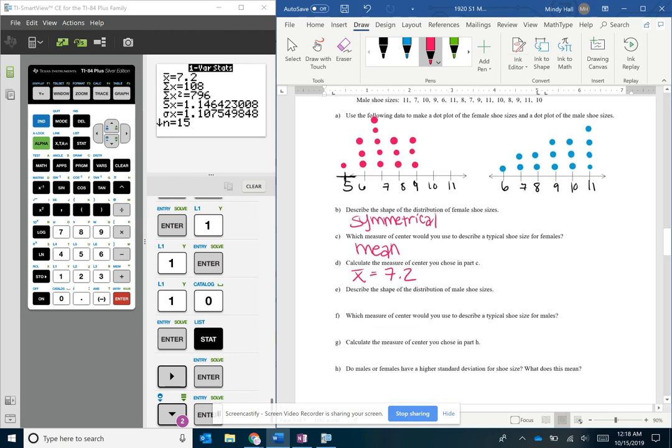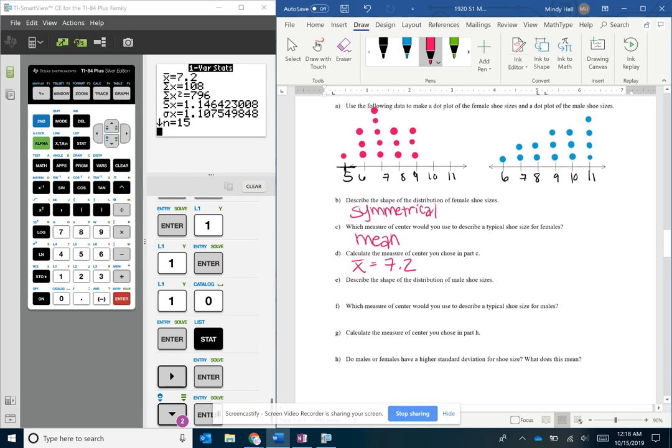So now looking at the males, the shape of the males is that it looks like it's skewed. There's more data on the right side and less data on the left. So since there's less data on the left, this is going to be skewed left. So then if I have a skewed distribution, that means I want to use median in order to find my typical shoe size.